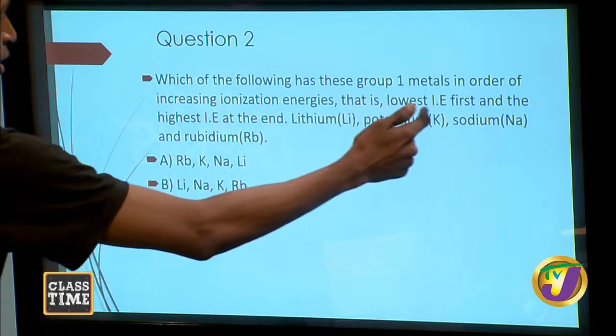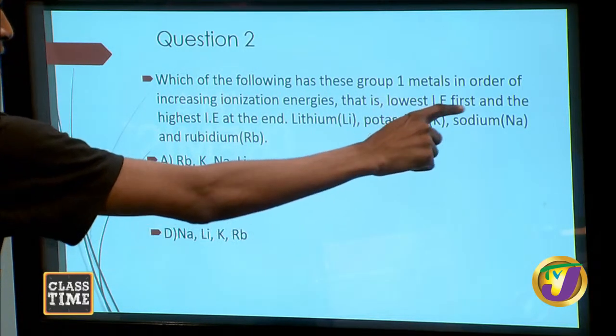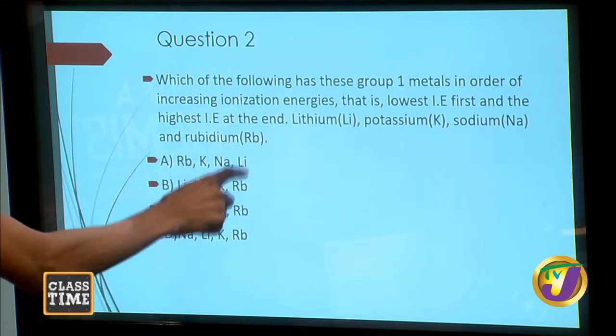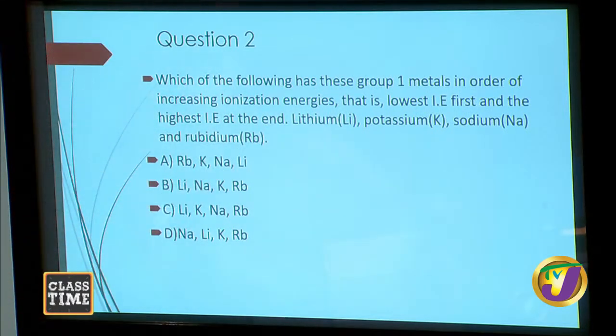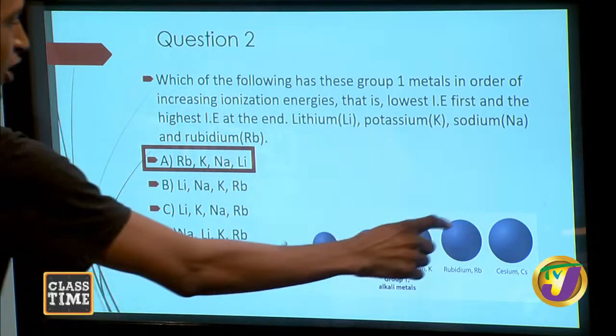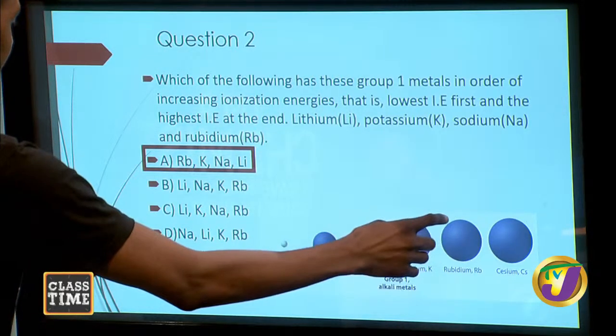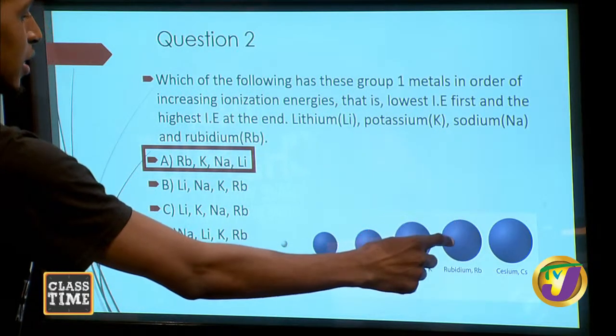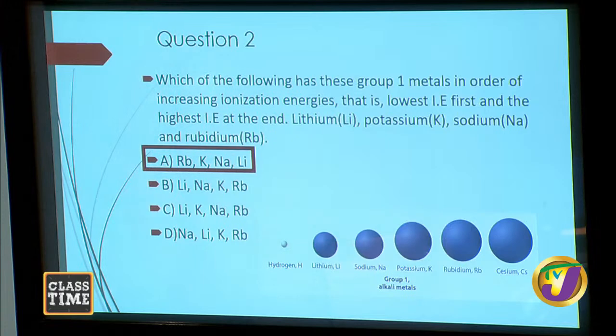And they said that the lowest ionization energy first and the highest at the end. Lithium, A, is the only one that has lithium at the end, so the answer is A. Rubidium is very large, therefore it would have the lowest ionization energy of that series because the valence electron would be very far from the nucleus. Thus, it would take less energy to lose an electron from rubidium.